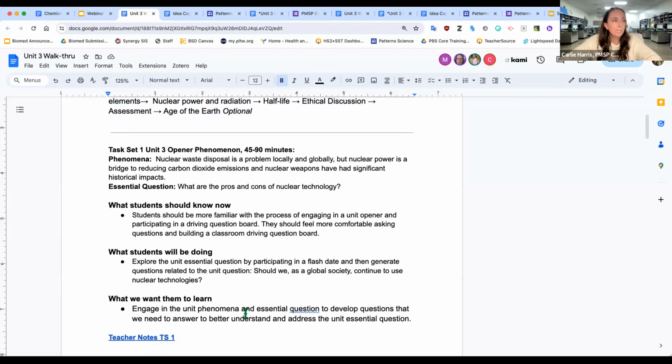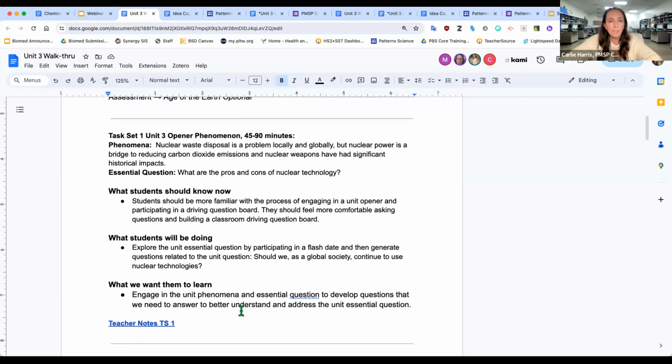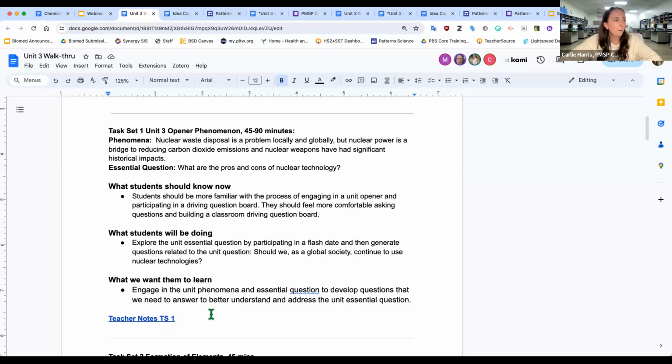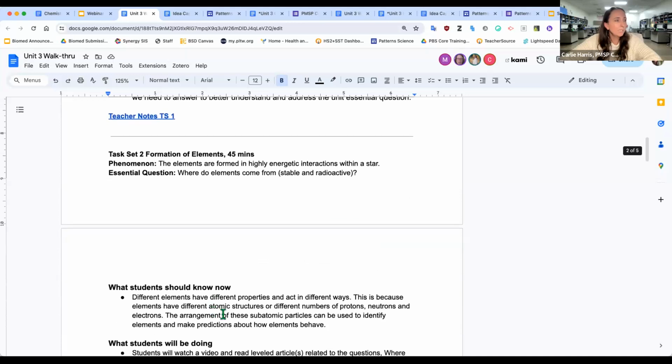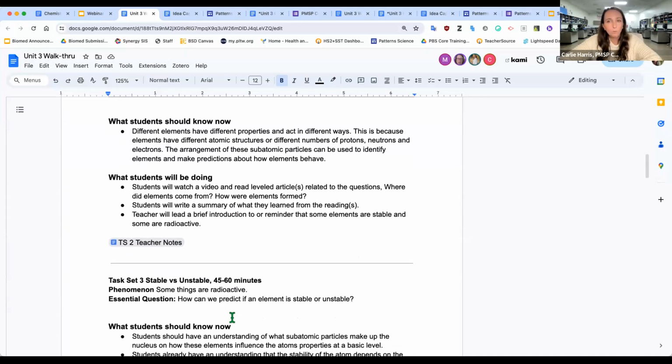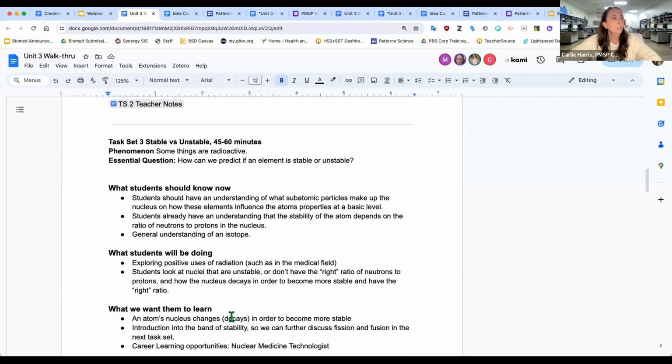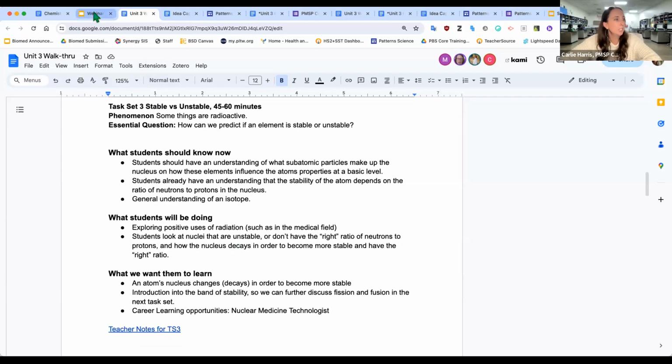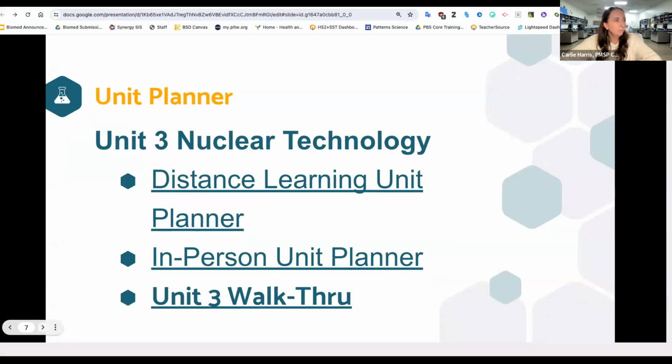So we've revamped this a little bit. We had an existing document, but we've tried to add a little more substance to this. So this will be a really helpful tool in your planning as you're trying to make decisions for what's best to do in your classroom.